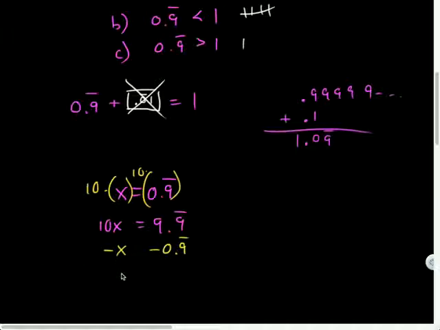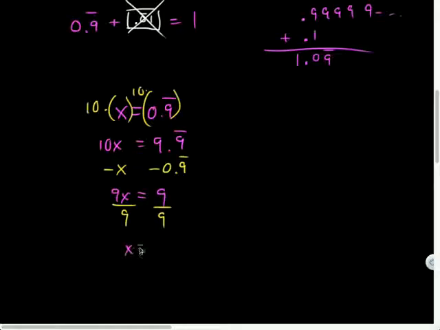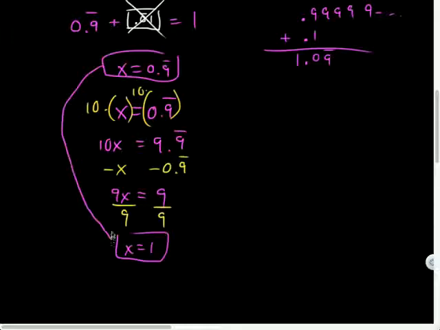So what is 10x minus x? 9x. And what is 9.9 repeating minus the 0.9 repeating? 9. You see where this is going? And I get x equals 1. Exactly. But at the start, I started with the assumption that x was equal to 0.9 repeating. So either these are the same, or I made a mistake. Whoa.